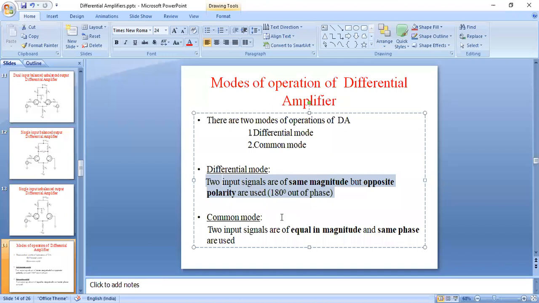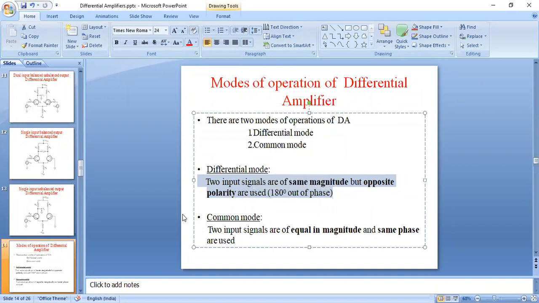When both the input signals are equal, the differential amplifier operates in common mode, right? Here, what he explained: the differential amplifier operates in common mode when the two input signals are equal in magnitude and also phase. When the input signals are not equal, the differential amplifier operates in differential mode. Okay, is it clear?